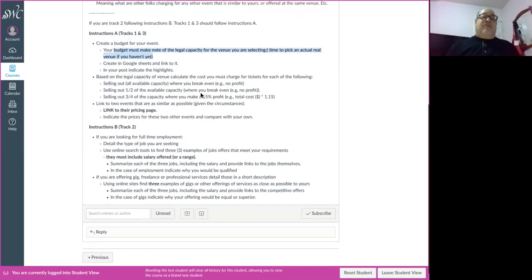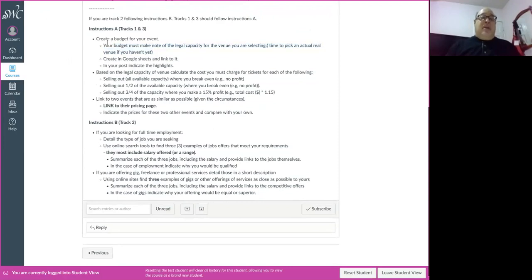And then based on that budget and the legal capacity, I want you to work out, if you sold all the tickets, what's the break-even price? The price where you lose no money and make no money. That right in the middle spot where if you're going to have 300 people and you're going to sell all 300 tickets, what's the price that you have to charge to lose no money and make no money?